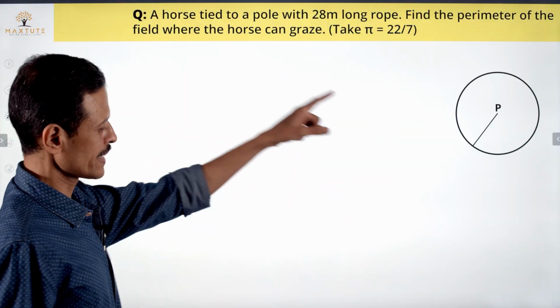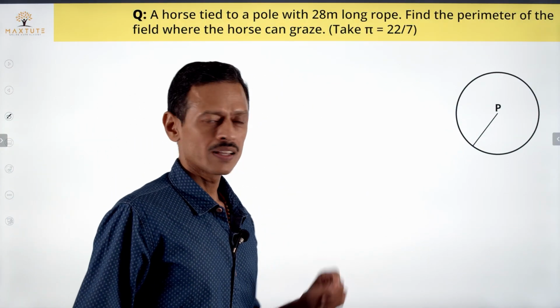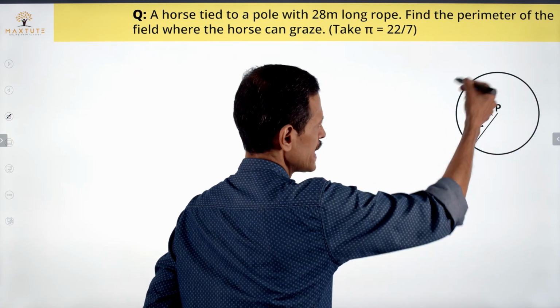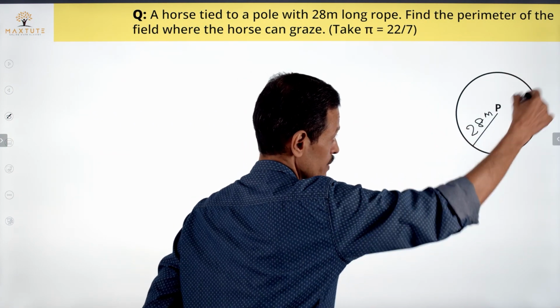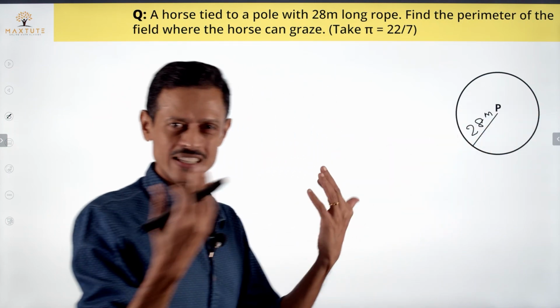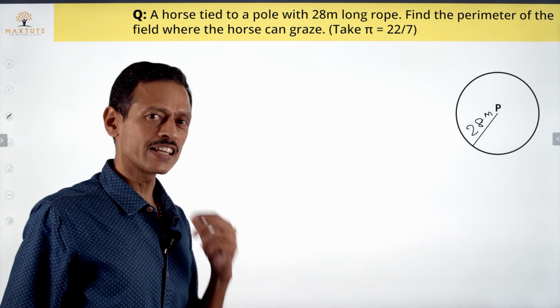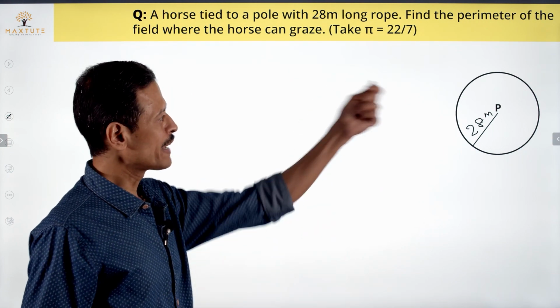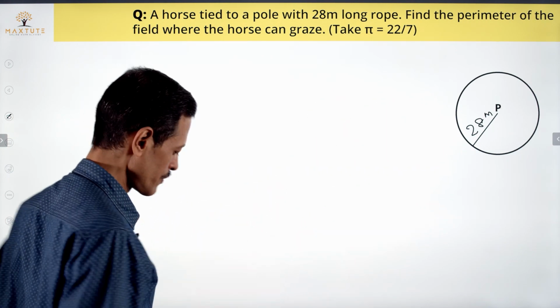This diagram will help us understand what it is. P is the pole. The length of the rope is equal to 28 meters. So the area that it is going to graze is the area of the circle. The shape of the field is actually a circle. The question is not asking us to compute the area. The question is actually asking us to compute the perimeter. Perimeter of the circle is nothing but the circumference of the circle.